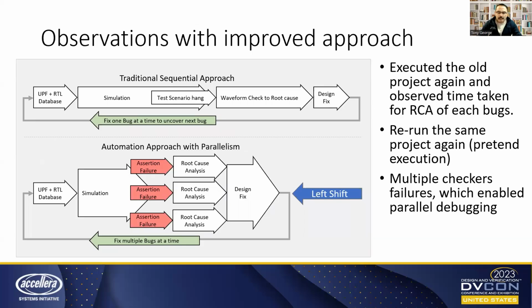Now, we have completed the development of the proposed approach, and it is time to check if the improvement actually helps. So we executed the same project with the additional environment. Just to make clear, this is just a pretend execution, not for business purposes. One observation is that at the early stage of the project, the number of checker failures was very high, which enabled parallel debugging of each checker failure and finding multiple bugs in a single iteration.